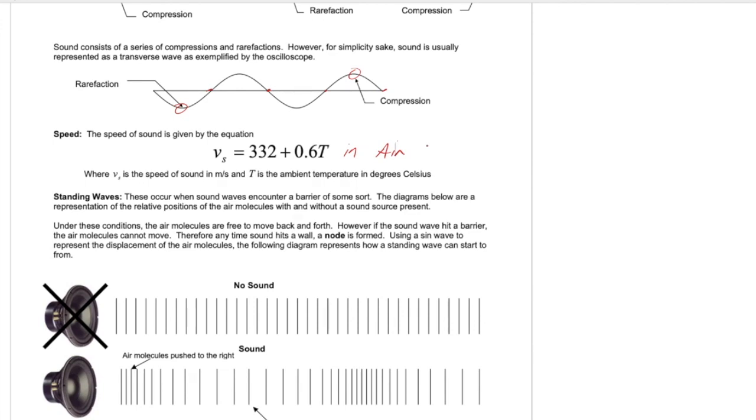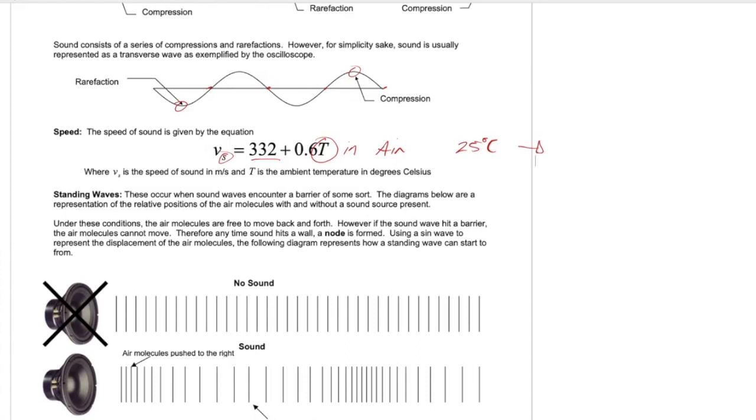But generally speaking, what we've got here is a consistent formula for most frequencies, and that's this. The speed of sound is equal to 332 plus 0.6 times the temperature in Celsius. So let's do a quick example here. Let's say the air temperature is 25 degrees Celsius. In that case, what is the speed of sound? Well, the speed of sound is equal to 332 plus 0.6 times 25. That's 347 meters per second.